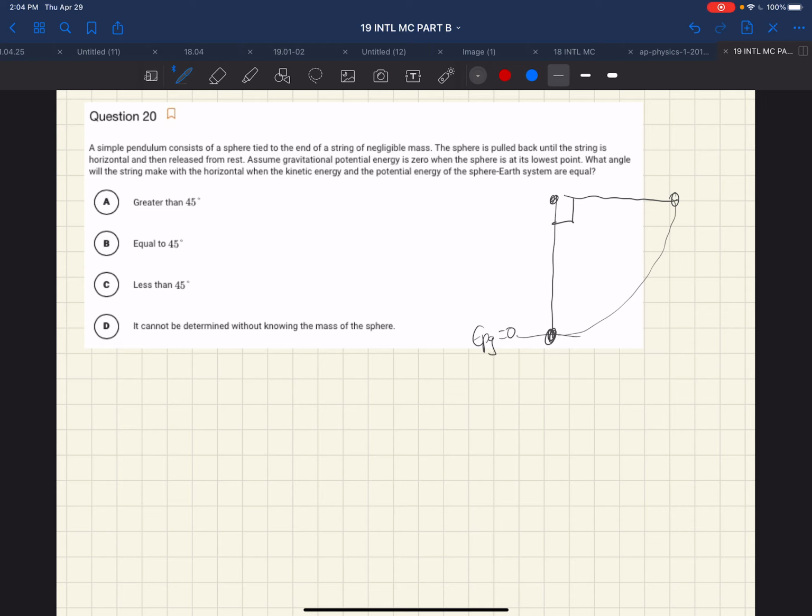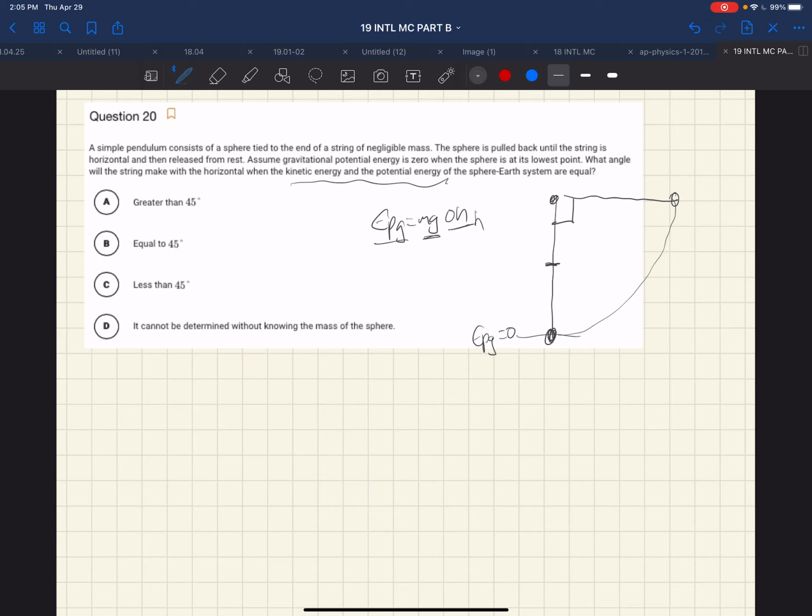What angle will the string make with the horizontal when the kinetic energy and the potential energy of the sphere, or system, are equal? So they will be equal when half the potential energy is lost. So EPG is mg delta H, and they will be equal to each other when half of the gravitational potential energy goes into kinetic energy. So that means when the height is half as great. So we're looking for a height of h over 2.